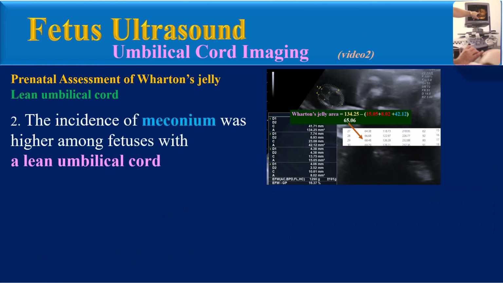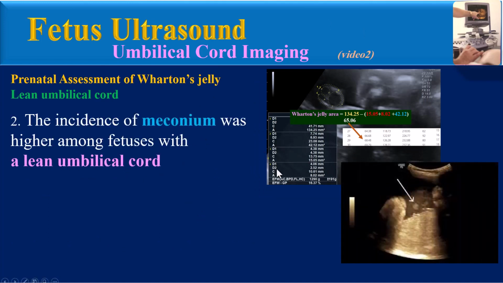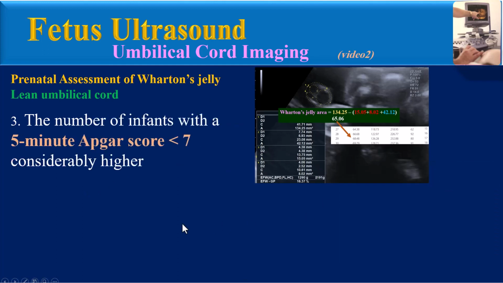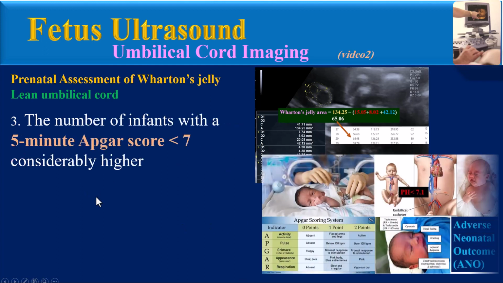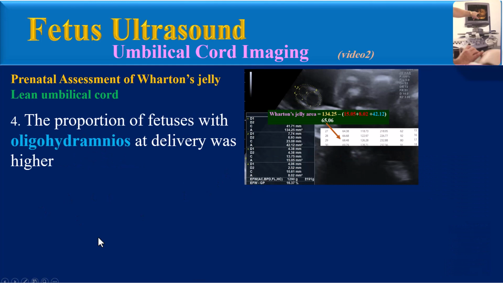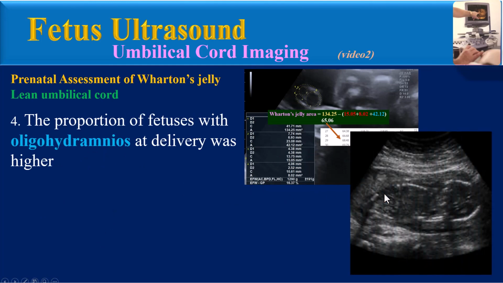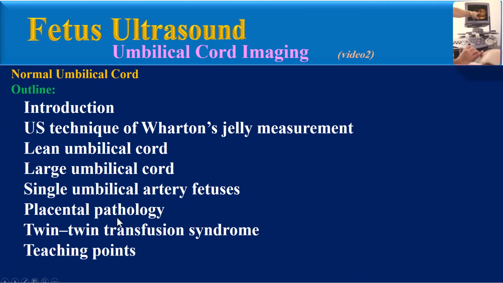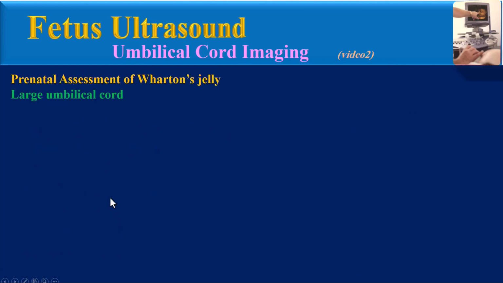Second, the incidence of meconium stain was higher among fetuses with a lean umbilical cord. The number of infants with a 5-minute APGAR score less than 7 was considerably higher in these fetuses. The proportion of fetuses with oligohydramnios at delivery was higher also. Large umbilical cord. Another one, we must ask, if we detect a large umbilical cord by prenatal sonography, what can it indicate?